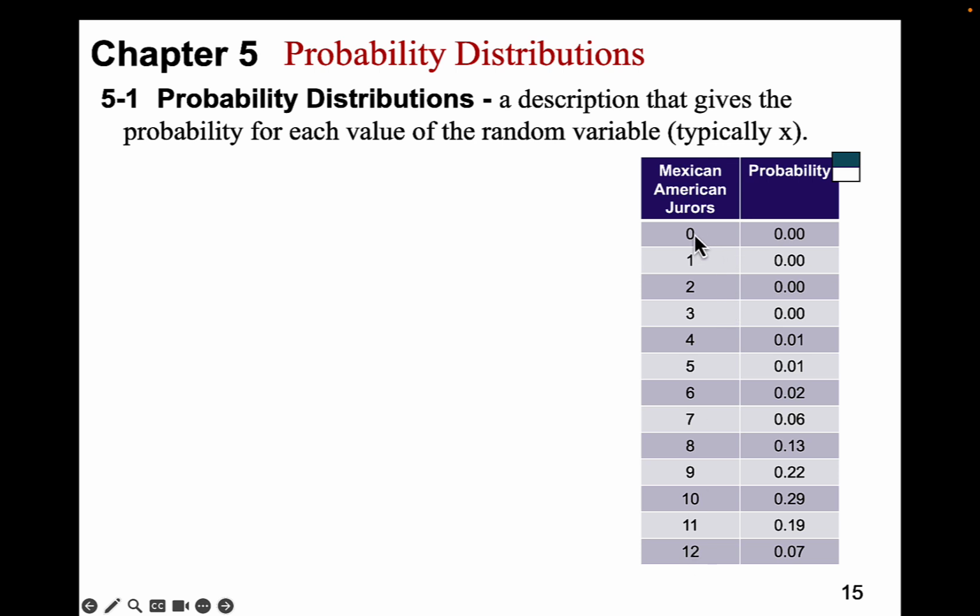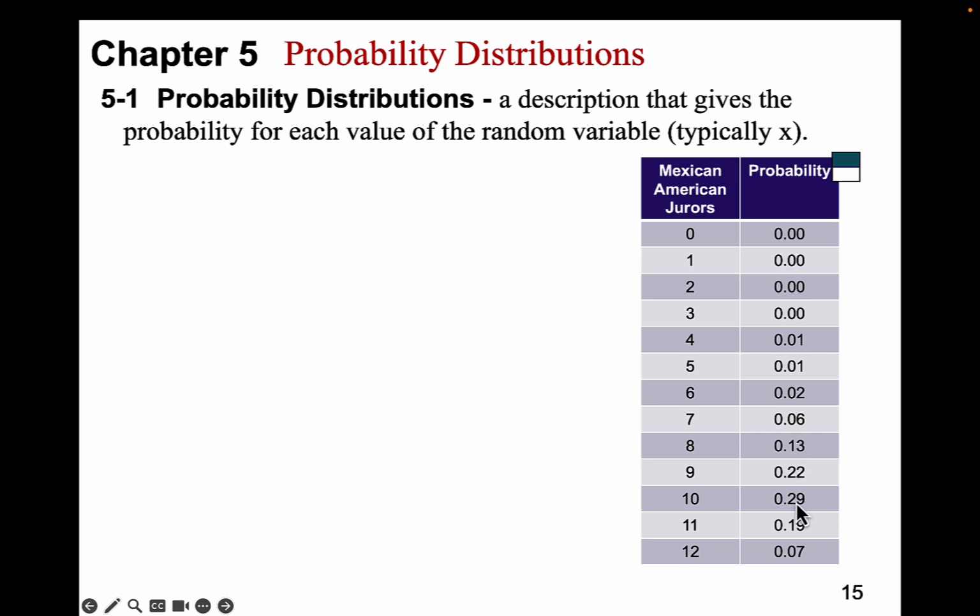So there could be 0. Probability is pretty low though, referring to the second column now, which is the corresponding probability. Probability that there are 0 Mexican Americans on a jury, 0.00. Same for 1, 2, 3, 4, creeps up a little bit with probability, 5, 6 a little, 7 a bit more. If you're thinking about this as percentages, this would be about 6% of juries have exactly 7 Mexican American jurors on them. And we see the probability increasing, 0.13, 0.22.